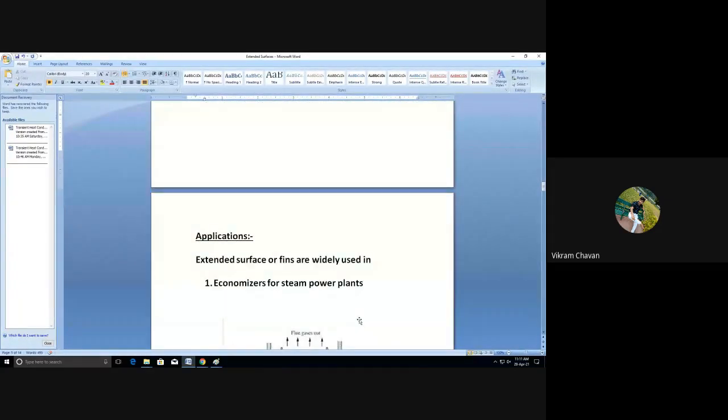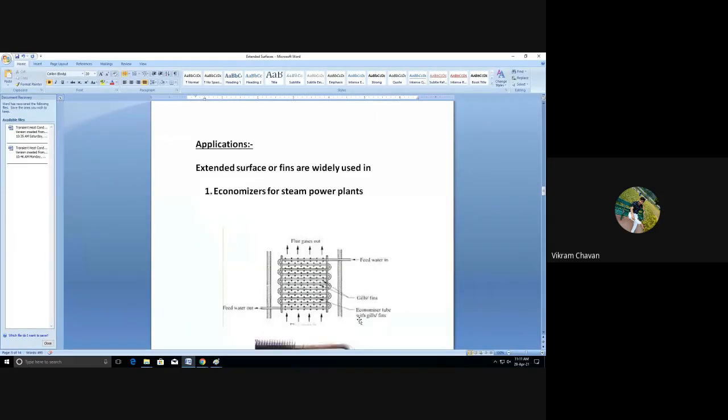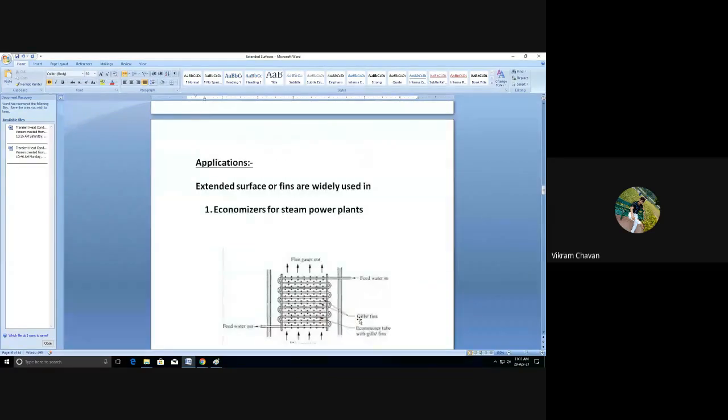Next heading, you write applications. Applications of extended surfaces or fins. Now there are wide applications of extended surfaces, and if you have not found an application, then you can apply extended surfaces whenever there is a requirement. So some of the applications, with their images, I have listed over here.